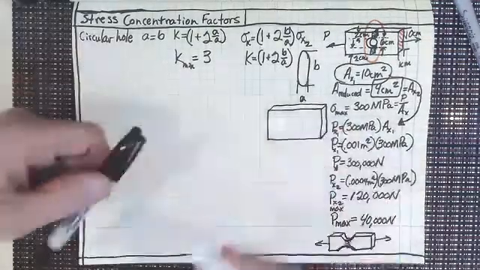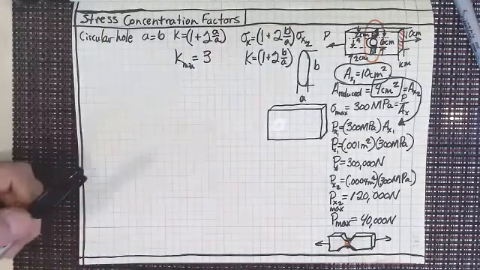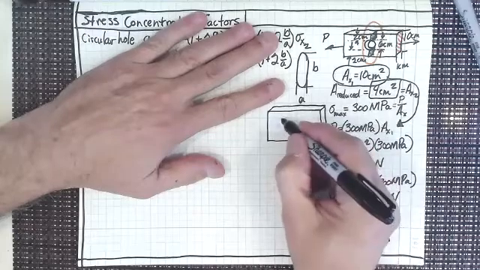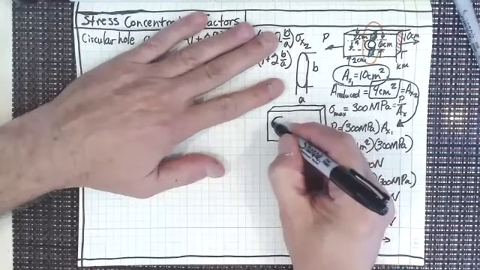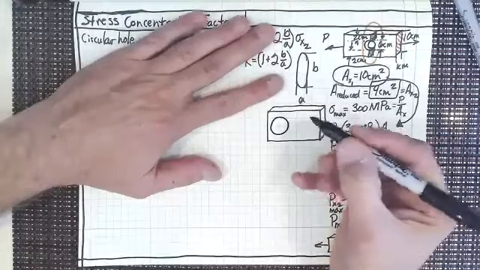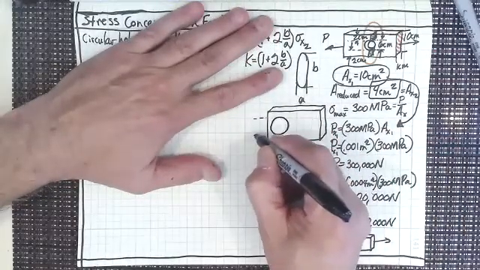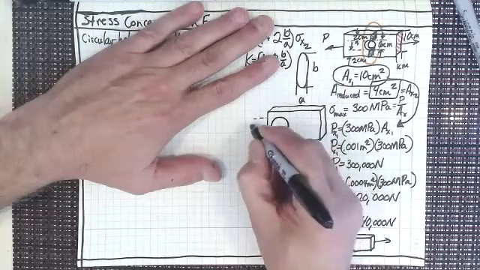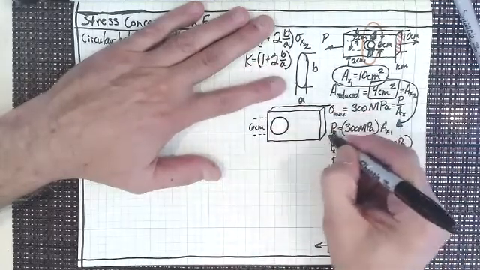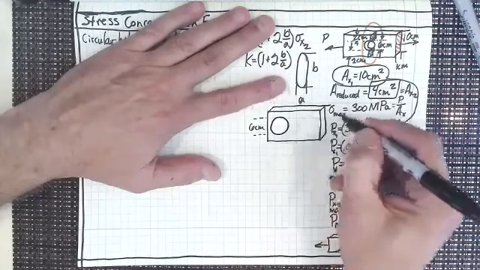Boy, I blew that one, didn't I? Well, I'm going to make it larger than that anyway. There we go. So now I'm going to say that the diameter of that hole is going to be 6 centimeters, and that the full distance is going to be 10.